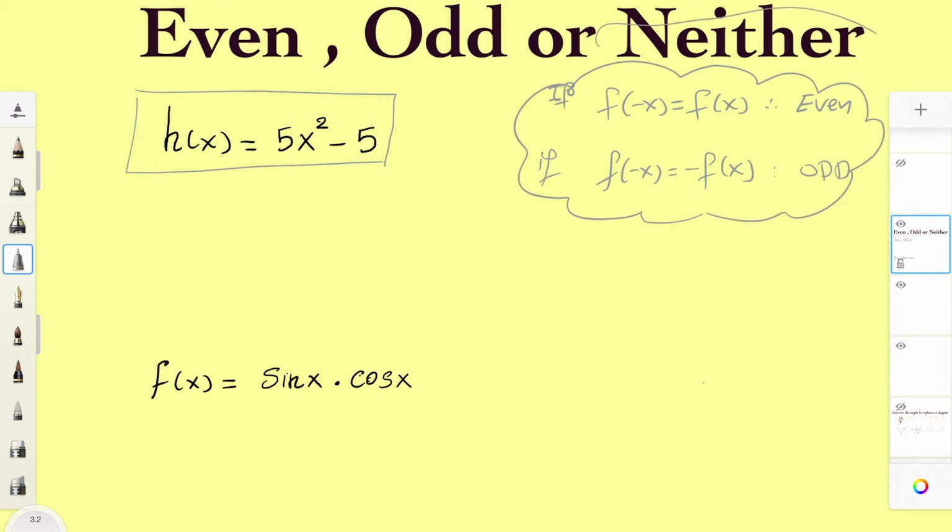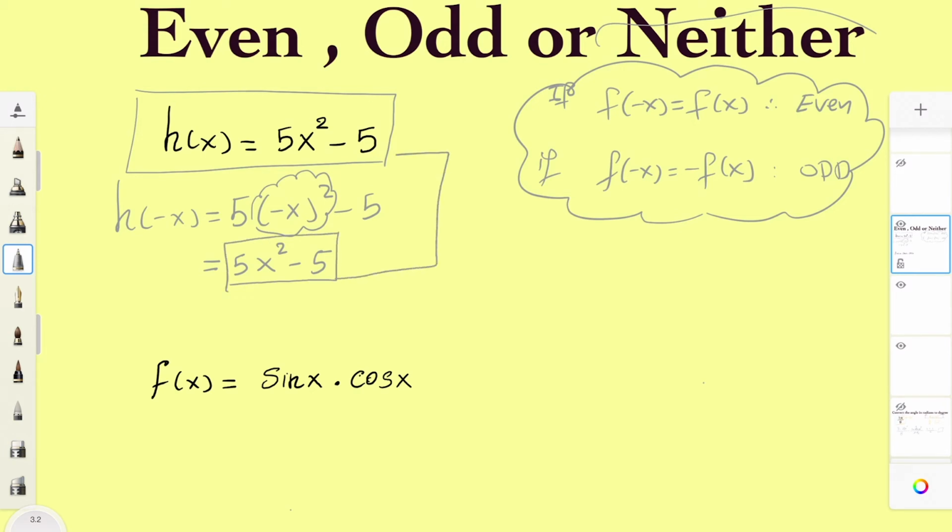So let's apply. In order to answer this question, we need to calculate h of negative x. H of negative x will be 5 times negative x squared minus 5, equal to, negative x squared is positive x squared, 5x squared minus 5. So now we need to see the answer. If it's exactly the same as the original function, then it is even. What we got is exactly the same as h of x, therefore this is an even function.